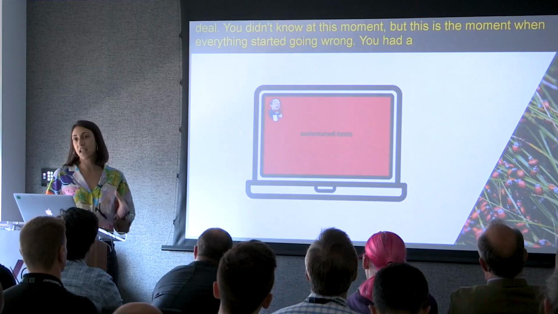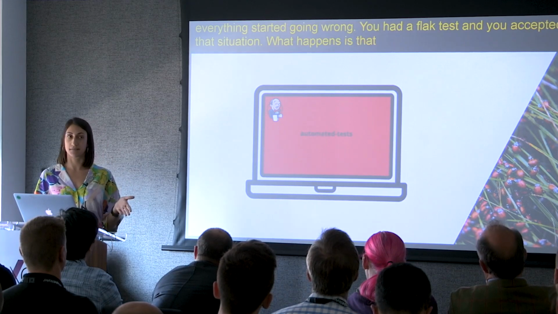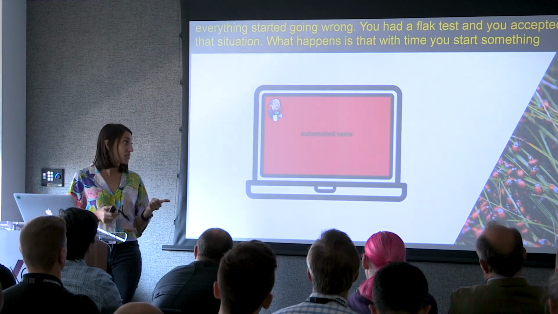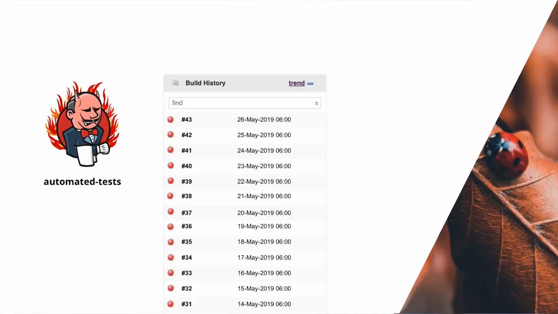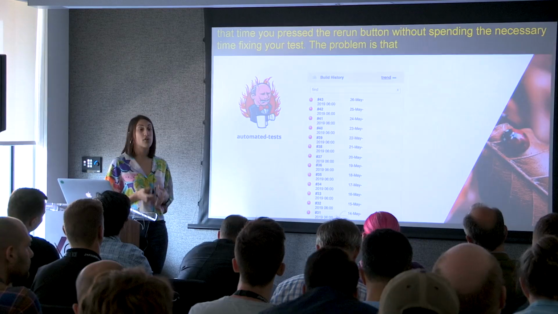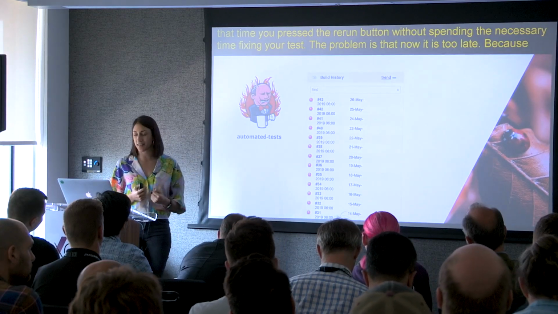So what happens is that with time, you start having more of those flaky tests. But as long as you press the rerun button and it goes green, not a big deal, until one day they don't. So you press the rerun button again, and again, and again, until it goes green. And without even realizing, you end up with hundreds of tests and a build that is never green. So now you regret that time you pressed the rerun button without spending the necessary time fixing your test. The problem is that now it is too late, because you already hate your tests. You hate them so badly.